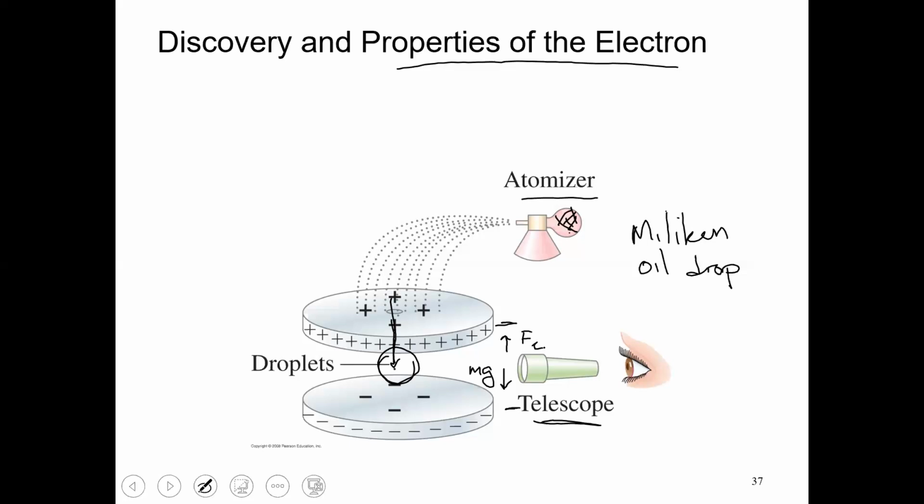And this was the first way that the elementary charge was measured. Remember, elementary charge is the smallest amount of charge we can have. So that's kind of a cool historical experiment, and so are J.J. Thomson's experiments on the electron. Between those two things, that is how we got to the charge and mass of the electron as we know it today.